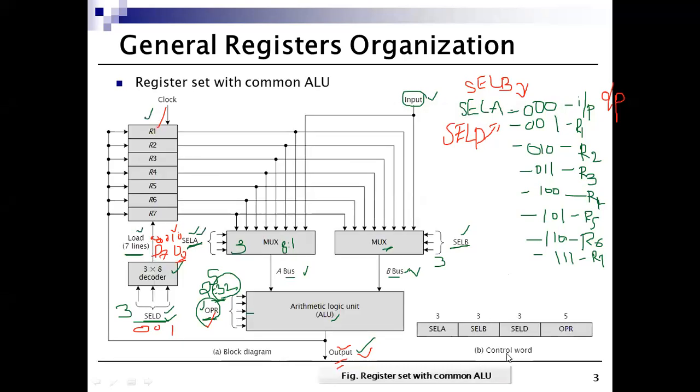Okay, so this is your control word, which includes 3 bits of SELA, 3 bits of SELB, 3 bits of SELD, and an operation of 5 bits. Totally, 9 plus 5, a 14-bit control word is necessary to perform a micro operation, which is called execution.